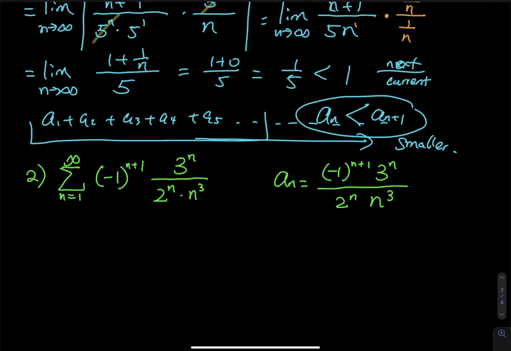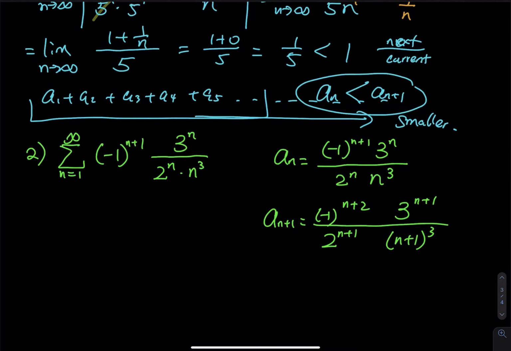And then the a_(n+1). So you have to replace the n with n plus 1. So that is 2^(n+1), this is (n+1) raised to the third, and then 3^(n+1). And then this is (-1)^(n+1+1), then that will be n plus 2. So you got a lot of algebra to do right here. So start the ratio test.